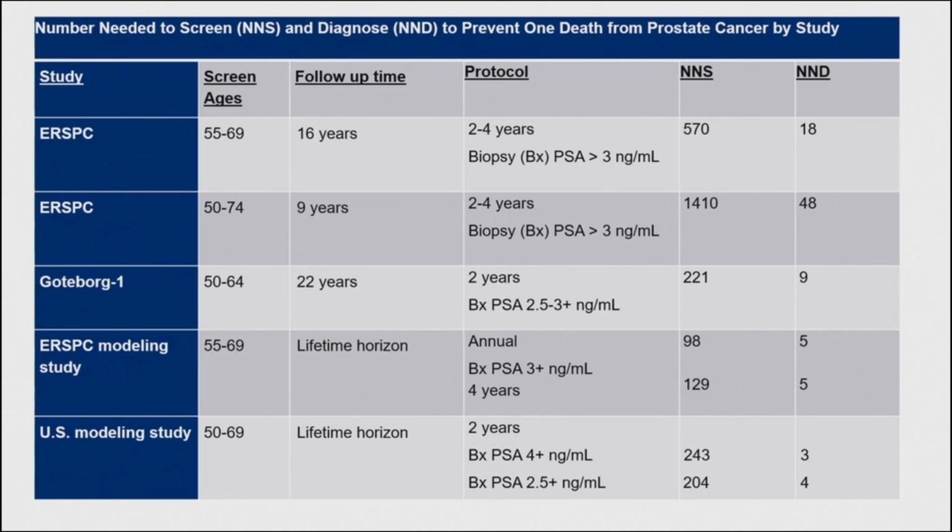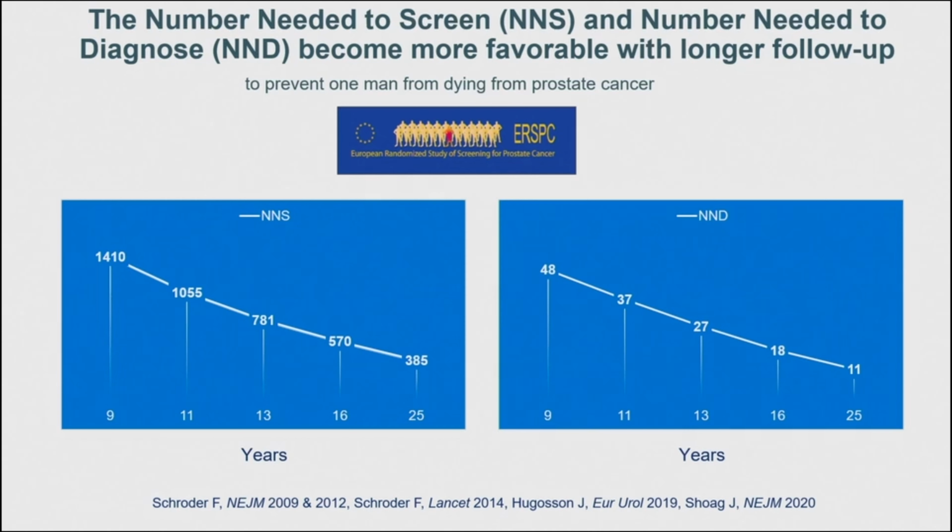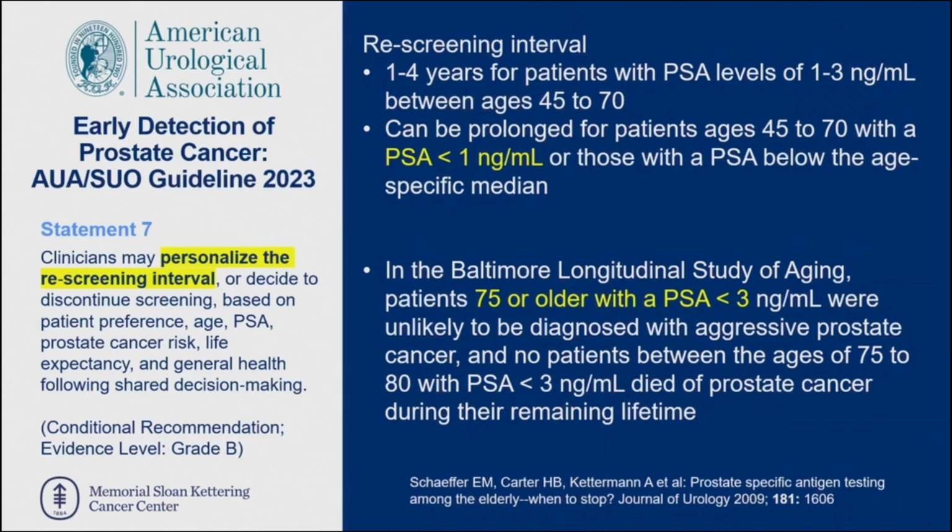And it's also important to notice that as the years go by, as you know, prostate cancer is a slow-growing disease, these numbers become more favorable. So the number needed to screen and the number needed to diagnose to prevent one death from prostate cancer become more and more favorable over time. And you can see how they become smaller and smaller. So this is an example from the ERSPC where you can see that now with 25 years of follow-up, the number needed to screen is down to 385, and number needed to diagnose 11. And these are very low numbers. It's comparable to, for example, breast cancer screening, colorectal cancer screening.